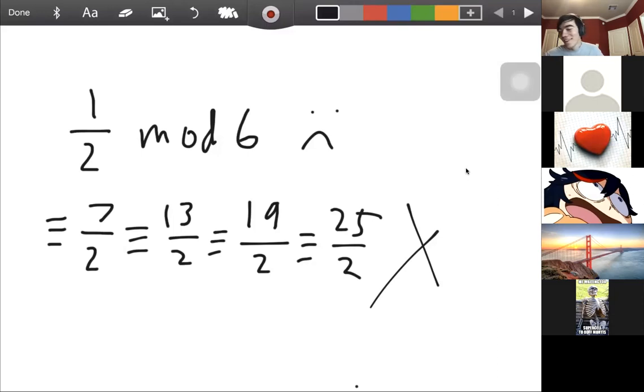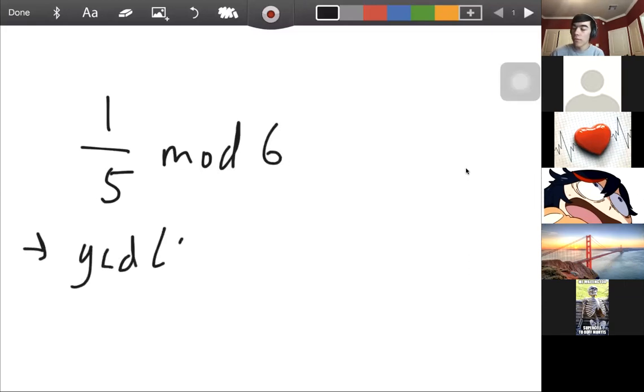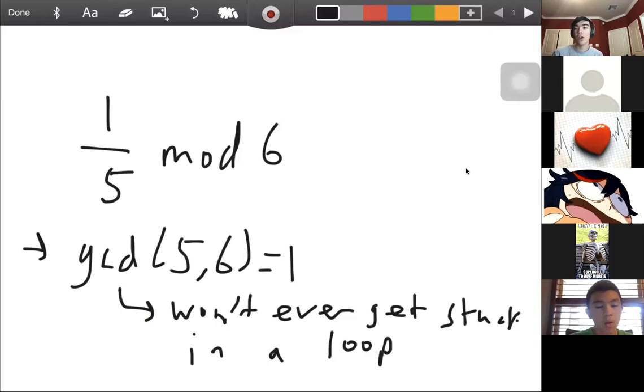So when can you divide by stuff? Well, it turns out that you can divide by numbers that are relatively prime to the modulus. For example, you can have 1/5 mod 6. This is because the GCD of 5 and 6 is equal to 1. This is what relatively prime means. What this means is that no matter what number we have on the top, by adding multiples of 6, we can eventually get a multiple of 5. So we won't ever get stuck in a loop. Because 2 and 6 had a common divisor of 2, whenever we added 6, we were stuck in a loop of odd numbers. But with 5, we'll never be stuck in a loop of numbers like 1 mod 5 or something.